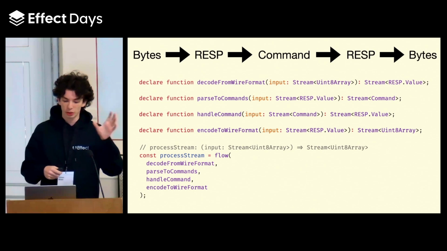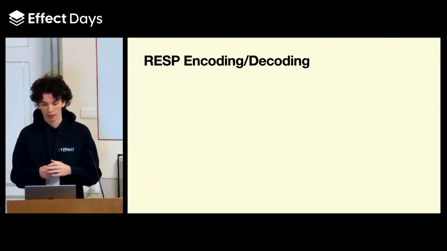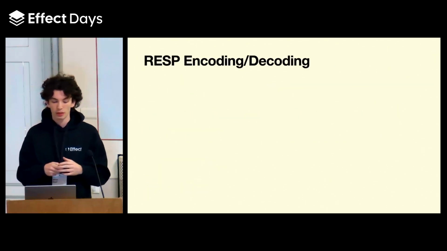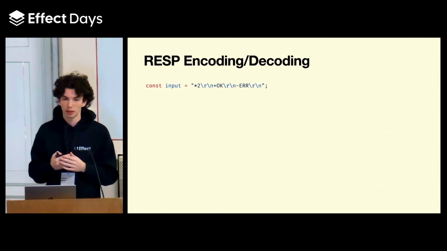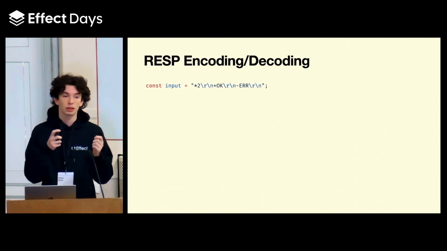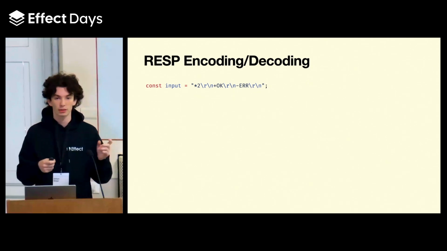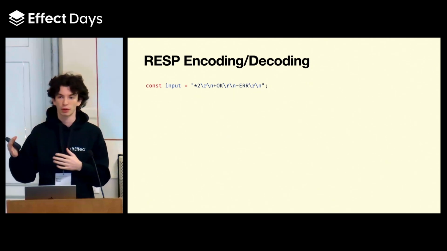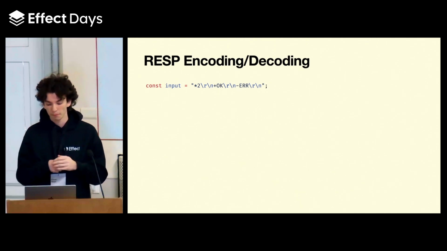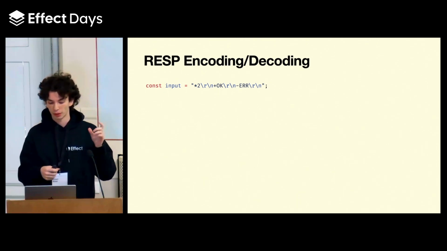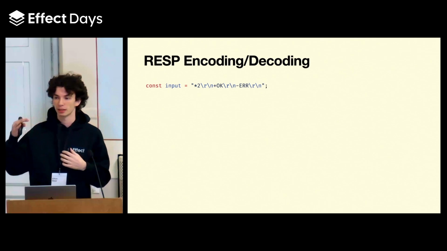So this bytes to RESP and RESP to bytes part is a pretty important part of the app. And we need to parse in raw strings that come in looking like this. So the first character says what the type is. And so a star represents an array. It's an array with 2 items. And then there's a separator, which is a carriage return and a new line. And then we have 2 different items. The plus indicates a string, and then the minus indicates an error.